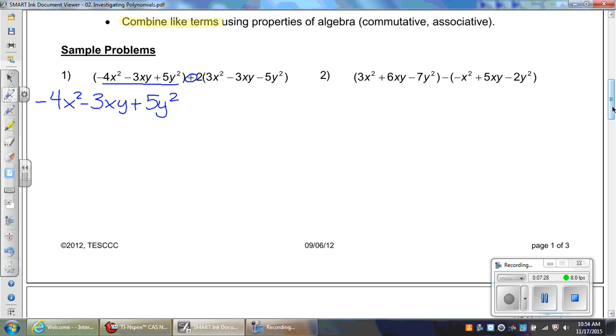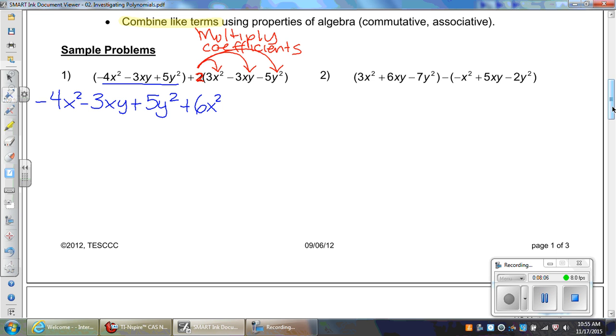Now my second polynomial, there is a number 2 in front of the parentheses. And so what that implies is that the number 2 will be multiplying every single term inside the parentheses here. So when we multiply a number times a monomial, what we need to do is multiply the coefficients. So we will have positive 2 times 3x squared, and that will be positive 6x squared.